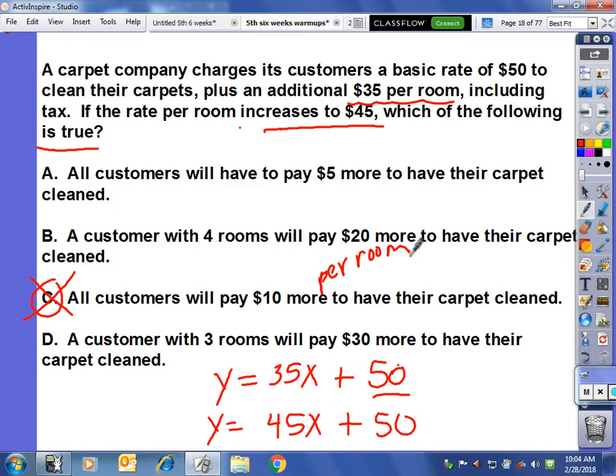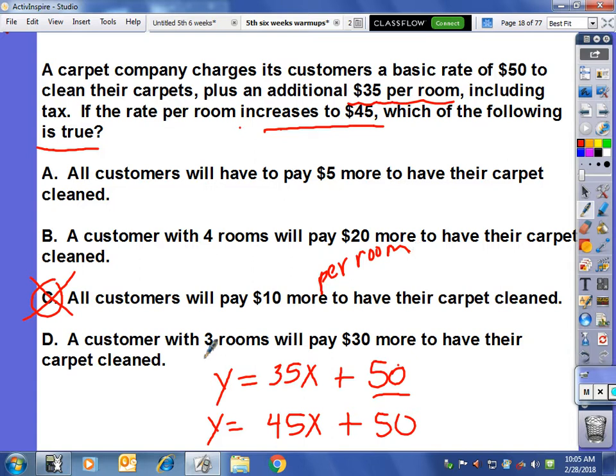Plus, what if you have 1 room, but your neighbor has 5 rooms? You're going to pay $10 more, and they're going to pay $50 more. They're raising the price $10 per room. It's not just everybody's cost is going up $10. Everybody's cost is going up $10 per room. So if you have 5 rooms, that's going to be $50 for you. If you have 1 room, that's going to be $10 for you. If you have 2 more rooms, that's going to be $20 more for you. So it's not all customers are going to pay $10 more. They're all paying $10 more per room.